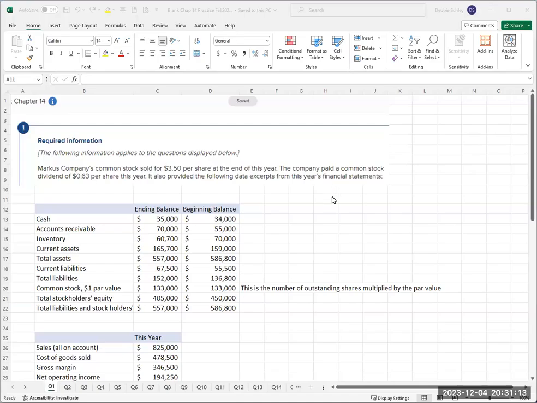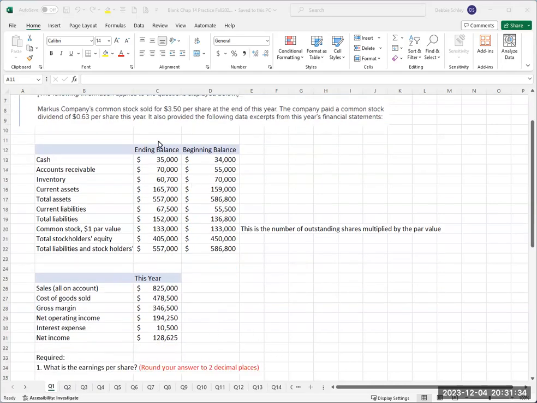This is going to be a walkthrough for Chapter 14 practice. Here's question 1, and remember for all 15 questions, all of this information they give you is connected from question 1 through 15. So I just took and copied the information that they gave me into an Excel spreadsheet, and then I copied it to each sheet so that I could reference them.